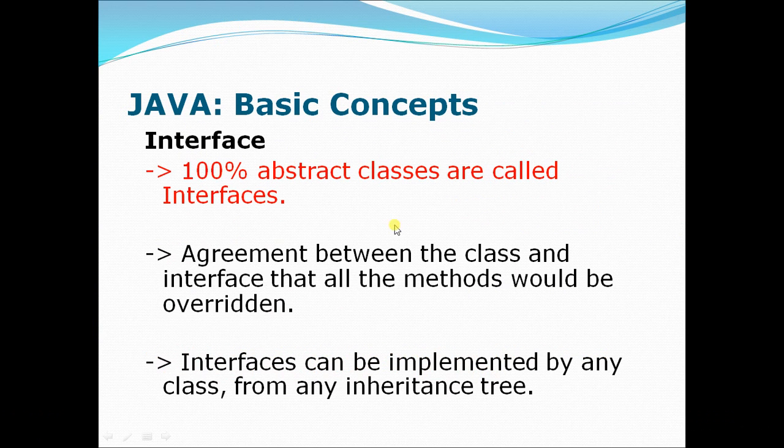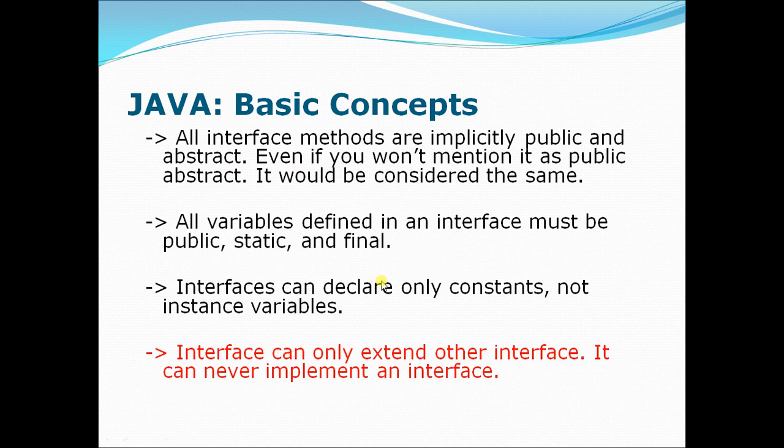So let's do the recap. What is an interface? A 100% abstract class is called an interface. It is an agreement between the class and the interface that all the methods should be overridden. You cannot leave out any of the methods. Don't worry about the last point, we'll see it after some time. All interface methods are implicitly public and abstract. Even if you don't mention it, it will be public and abstract by default.